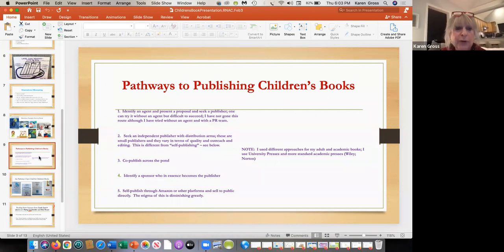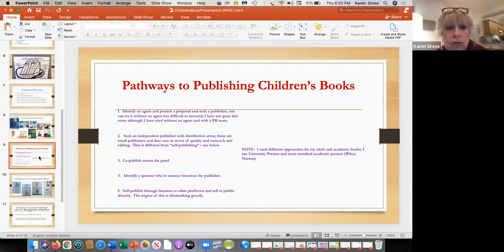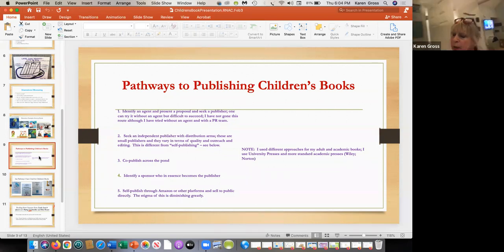The historic route that people have taken is to identify an agent, and you present that agent with a very detailed proposal, which is something I have done with my adult books. Then the agent goes out and seeks a publisher. You can try to go directly from your proposal to a publisher, but it is very hard unless you're extremely well known. I did try that without an agent. I also tried it with a public relations team that I used. None of those routes worked for me for my children's books. My adult books I have done by going directly to a publisher with a proposal, and they've been published in a totally different way, but it did not work effectively for children's books.